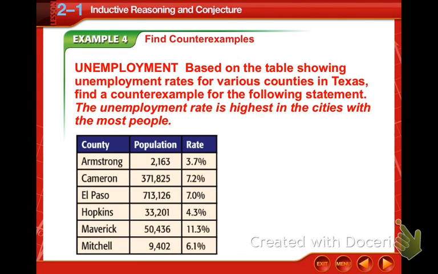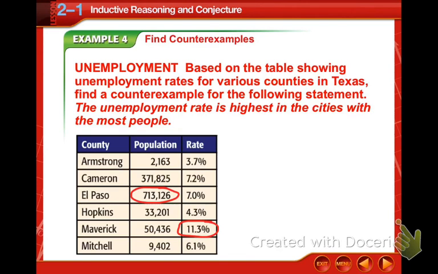Okay, our next one here is actually to find a counterexample. It's our only one that we're going to do like that besides our exit ticket, and we'll talk about that when we get there. So here we have some counties in Texas. We need to decide which ones don't follow this pattern. So it says that the unemployment rate is highest in the cities with the most people. So let's look at the table for the highest rate of unemployment. The highest rate of unemployment should match up with the highest population. Highest rate of unemployment is down here with Maverick County, but the highest population is with El Paso County. There's our, right away, just like that, we find our counterexample.